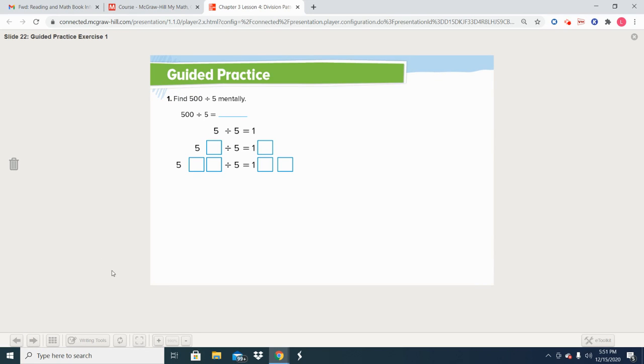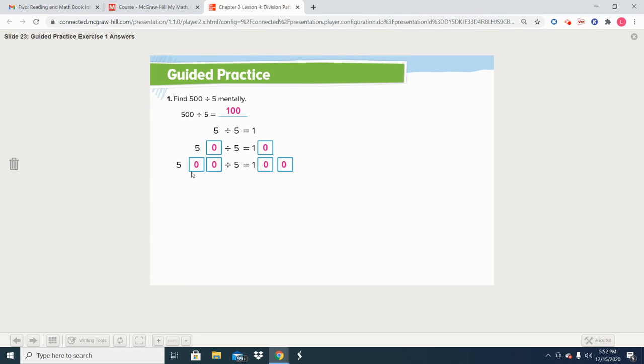Find 500 divided by 5. So we know 5 divided by 5 is 1. That's the basic fact. Now we're going to put a 0 here. So it's 50. We're adding 1 zero to 5, and so it becomes 50 divided by 5. We know the basic fact is 1, and we added a 0, so we're going to put a 0 in our answer.